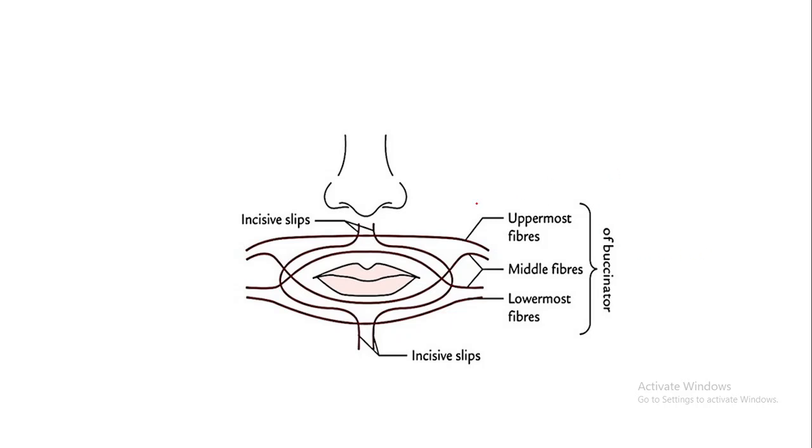The next attachment of maxillary bone is the incisive muscle. So incisive muscle originates from the surface of maxilla just below the origin of depressor septi muscle. So here is the origin of depressor septi muscle, and below that the incisive muscle originates. The incisive muscle forms a part of orbicularis oris muscle. So this whole complex is the orbicularis oris muscle, and the incisive muscle forms a part of orbicularis oris muscle.